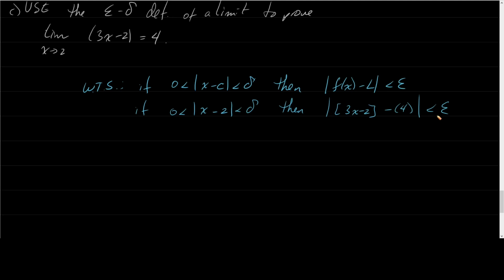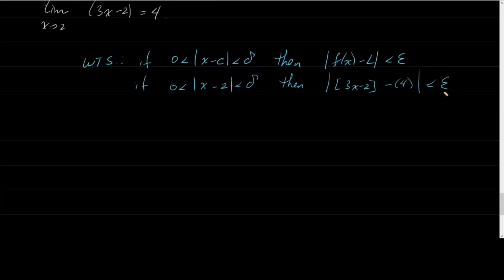So let's see what happens here. We've got this statement over here that we want to show is true. We want to force that to be true. The question is, how do we force that to be true? Well, let's do some arithmetic. If I take the absolute value of 3x minus 2 and then minus 4, that gives me the absolute value of 3x minus 6. I can rewrite this as 3 times the absolute value of x minus 2. All I did was factor out the 3.